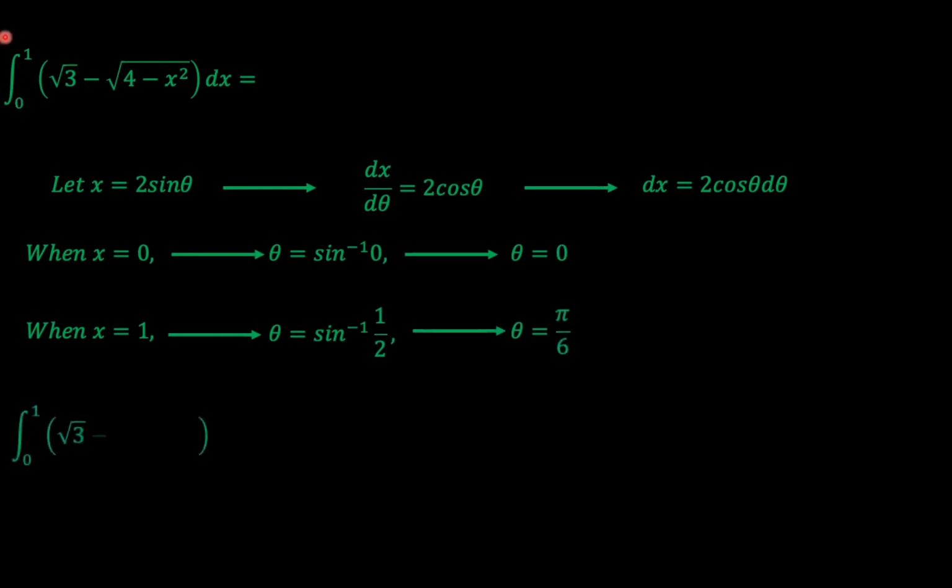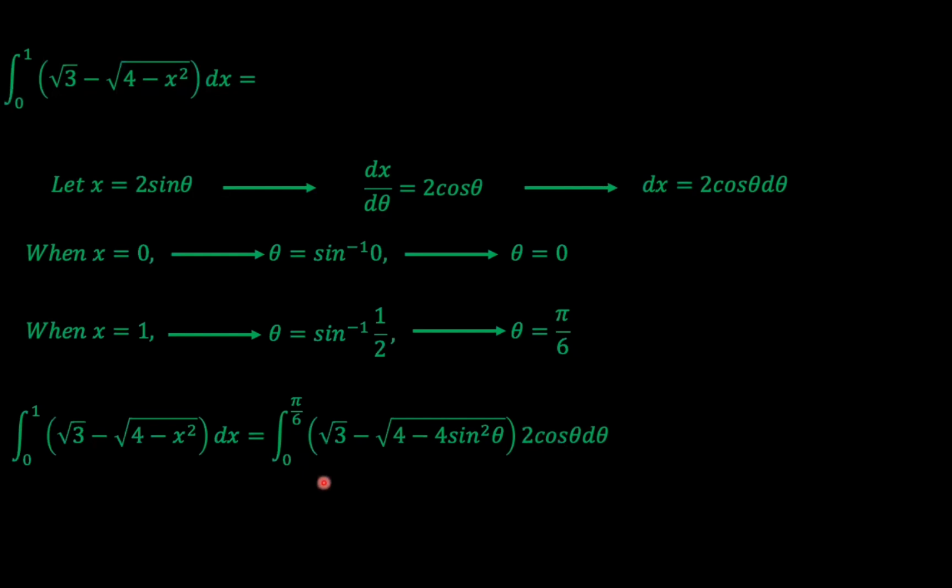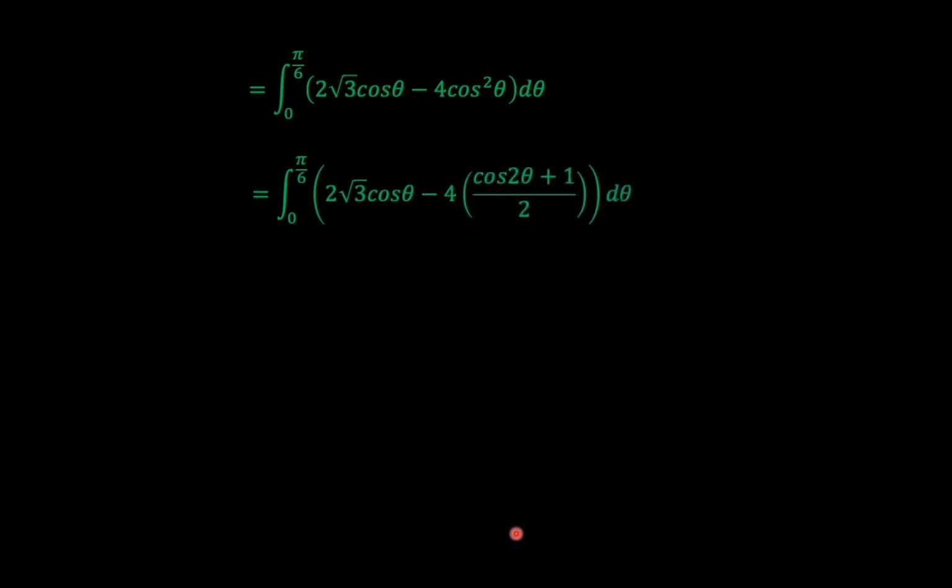So therefore this integral is now root 3, in bracket, root 3 minus square root of 4 minus 4 sine squared theta, close bracket, times 2 cos theta. Lower limit 0, upper limit pi over 6. So multiply 2 cos theta across. Now here we have 2 root 3 cosine theta minus 2 times the 2 here after getting the square root of 4, then it becomes 4 cos squared theta. And so the next step is we have 2 root 3 cos theta minus 4 cos squared theta as our integrand. And we can now convert cos squared theta into (cos 2 theta plus 1) over 2.